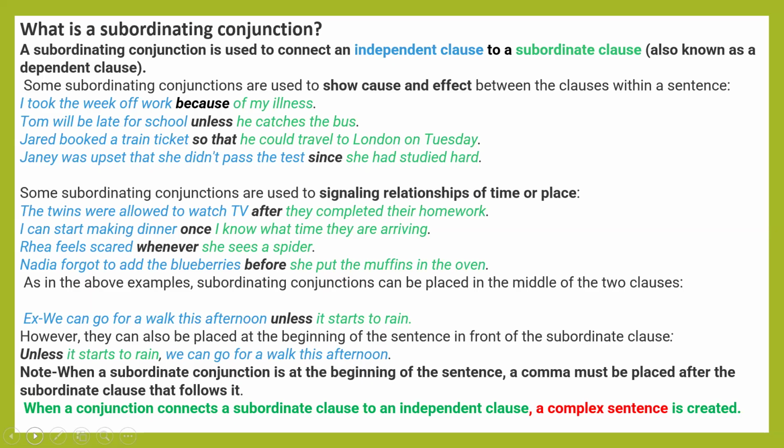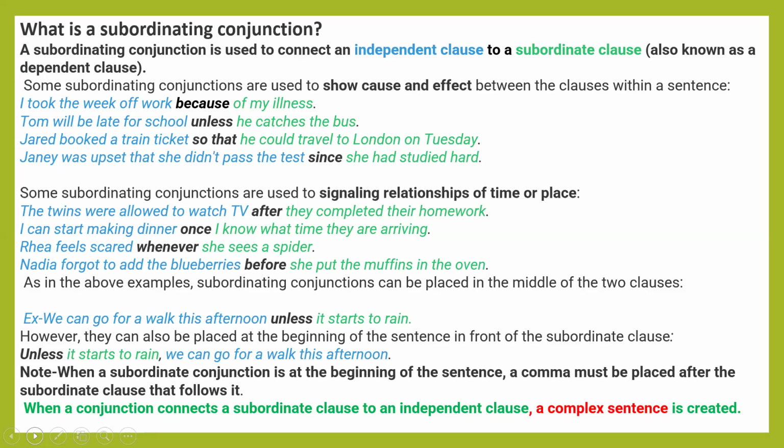So these are all four examples, and before that, the four examples we have seen make eight examples. In the eight examples we have seen that we are using a subordinating conjunction in between the main clause and the dependent clause. Now look at one more example. We can go for a walk this afternoon unless it starts to rain. In this sentence, unless is used between the main clause and the dependent clause.